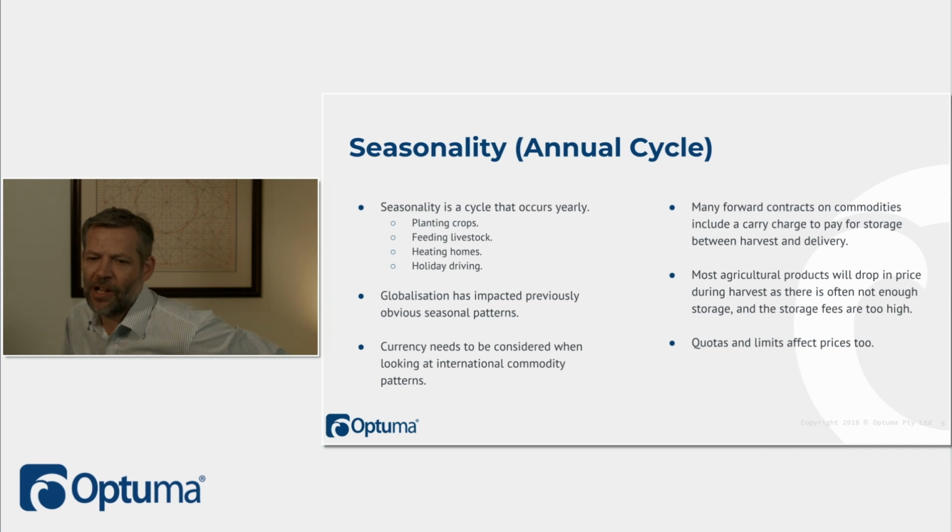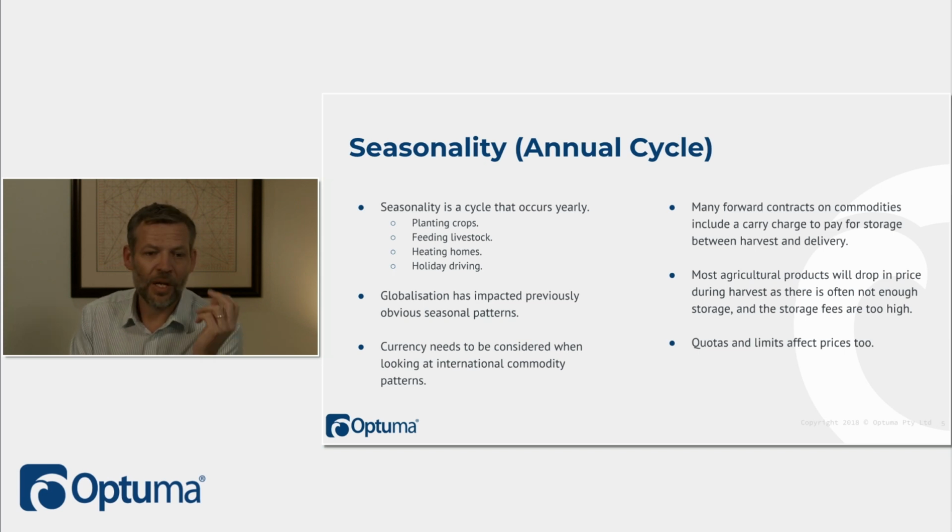Most agricultural products will drop in price during harvest, as there is often not enough storage and the storage fees are quite high. Quotas and limits affect prices as well. Obviously, if you are buying commodities in US dollars and your currency is not US dollars, you have to consider currency fluctuations as well. Globalization has impacted previously obvious seasonal patterns. That's kind of what I was saying before.